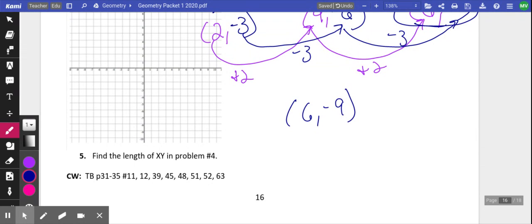So now we want to find the length of XY in problem 4. So how do we find the length? We'll think about that one in finishing class.